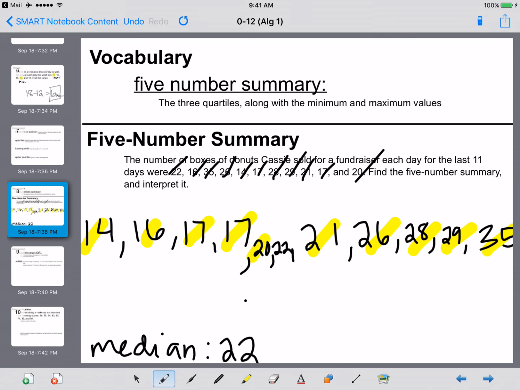Now to figure out our quartiles, let's get our minimums and maximums first, because those are the easiest ones. Our min is 14, because that's the smallest number in our list. And then our max is 35. So the 2 other quartiles we need, because our median is also Q2, our second quartile.